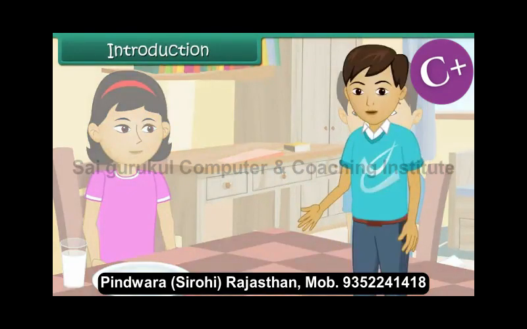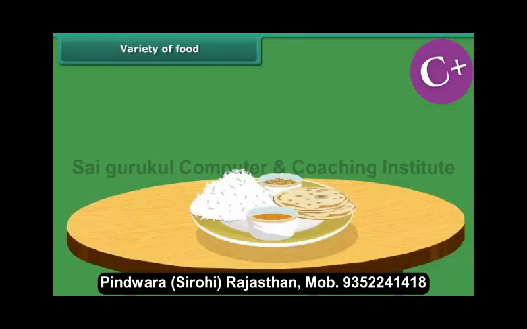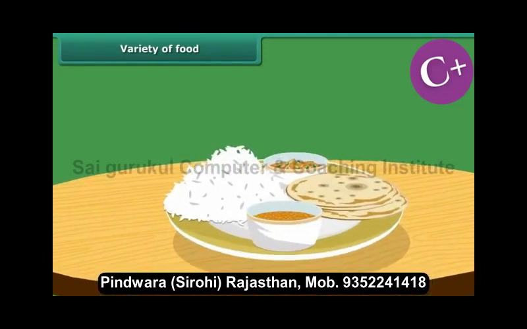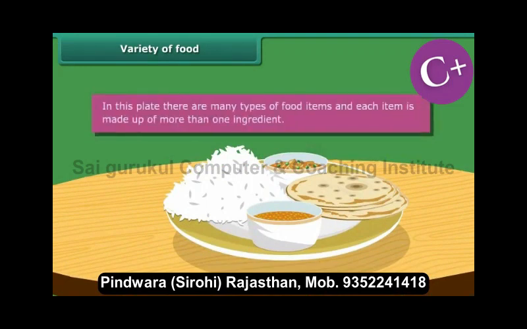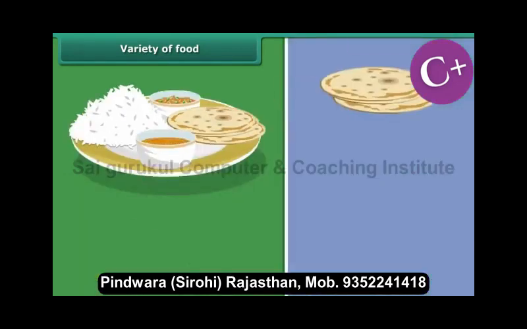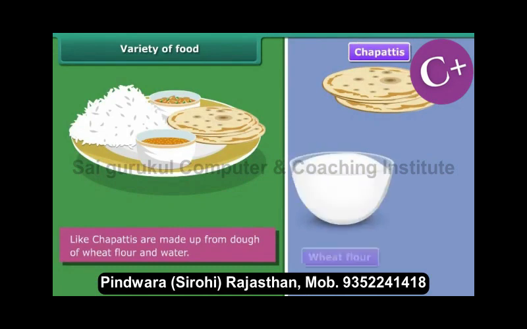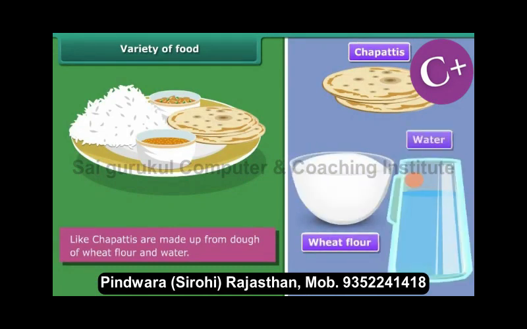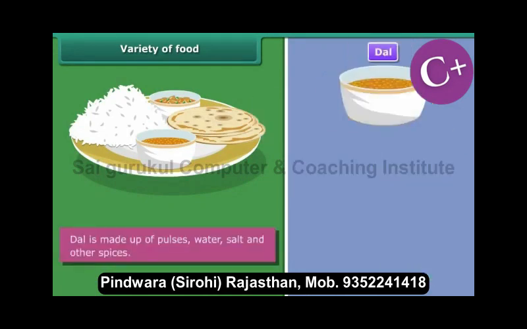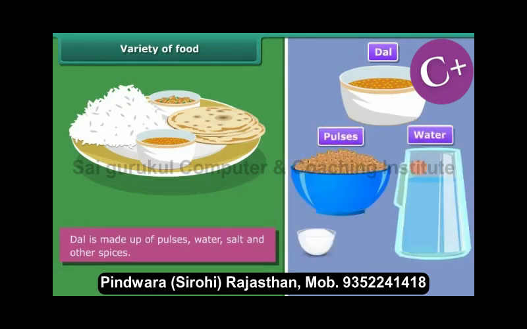Children, in this lesson we will learn about variety of food and where food comes from. Variety of food. Hey, look at the food. What did you notice? In this plate, there are many types of food items and each item is made up of more than one ingredient. Like chapatis are made up from dough of wheat flour and water. Similarly, dal is made up of pulses, water, salt and other spices.